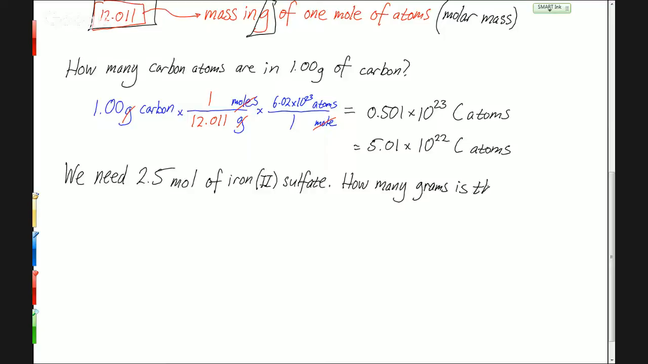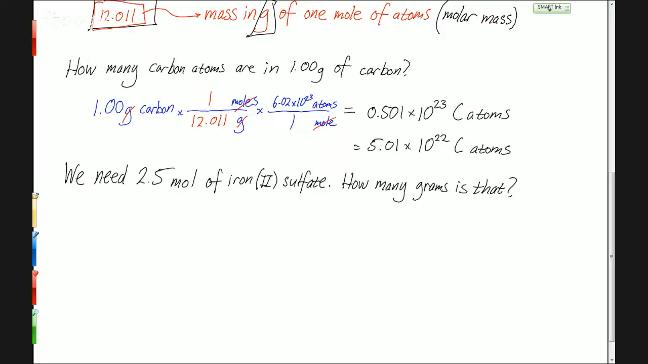How many grams is that? 2.5 moles of iron 2 sulfate. That's what we need for our reaction, but we're going to weigh out the iron sulfate on a balance because we can't count individual formula units of that. So we're going to weigh it. So we have to figure that out.